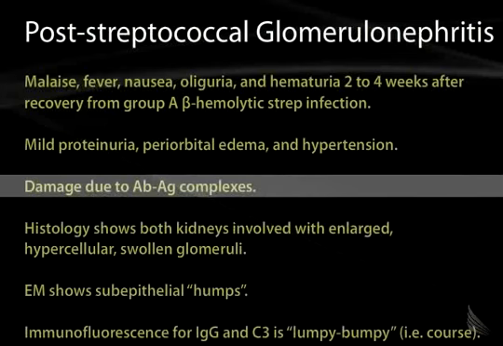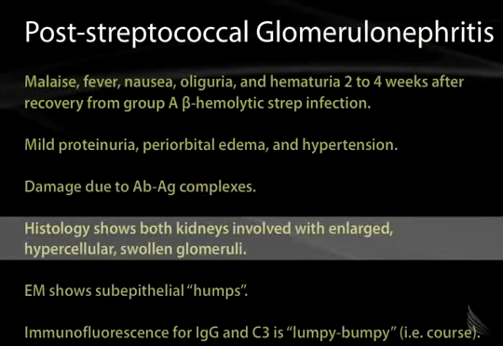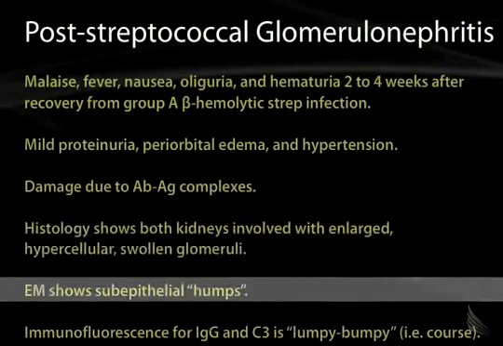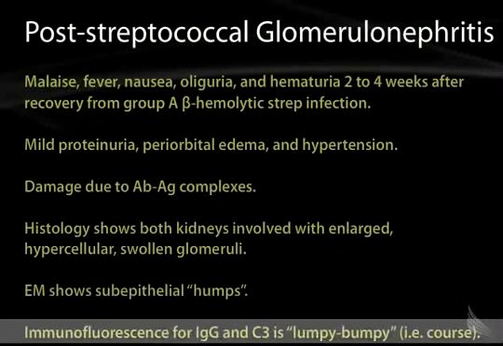The damage in this case is due to antibody-antigen complexes. What happens is some molecular mimicry. Some of the antibodies that develop against the group A strep may actually cross-react with antigens that the body normally produces. These antigens and antibodies get together and form complexes which deposit in the kidney and cause the problems associated with post-streptococcal glomerulonephritis. In electron microscopy, what you see are subendothelial deposits of these antigen-antibody complexes, creating humps on electron microscopy. If you do immunofluorescence, similar to what we saw in some of the nephrotic diseases, what you see is IgG and C3 complement protein lighting up in a coarse, lumpy, bumpy type pattern.